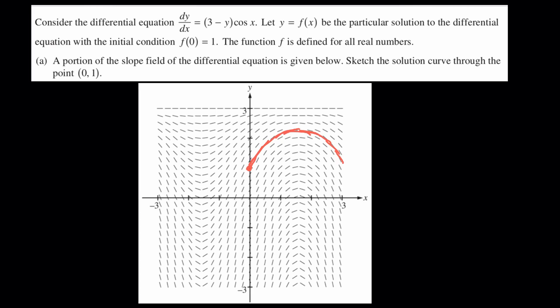And to the left, we can do the same thing. As we move to the left, we can see the curve is going to go downward. But then at some point here, it's going to turn and come back up. Okay? And that would give us a general curve for that solution.